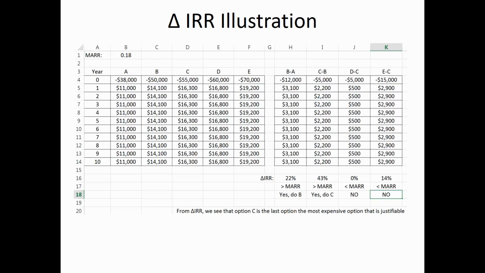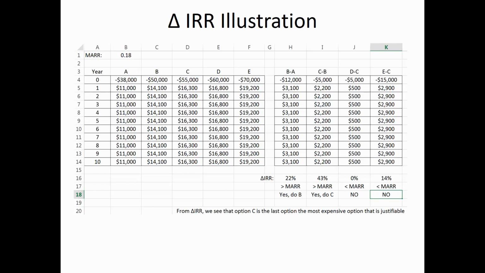In this case, we've got 5 options, A, B, C, D, and E. You can see that the MAR is 18%. And these have been ordered in terms of cheapest to most expensive. If you're given a problem where that's not the case, you should reorder the columns in your spreadsheet so that it is cheapest on the left, most expensive on the right, and increasing amount in between.